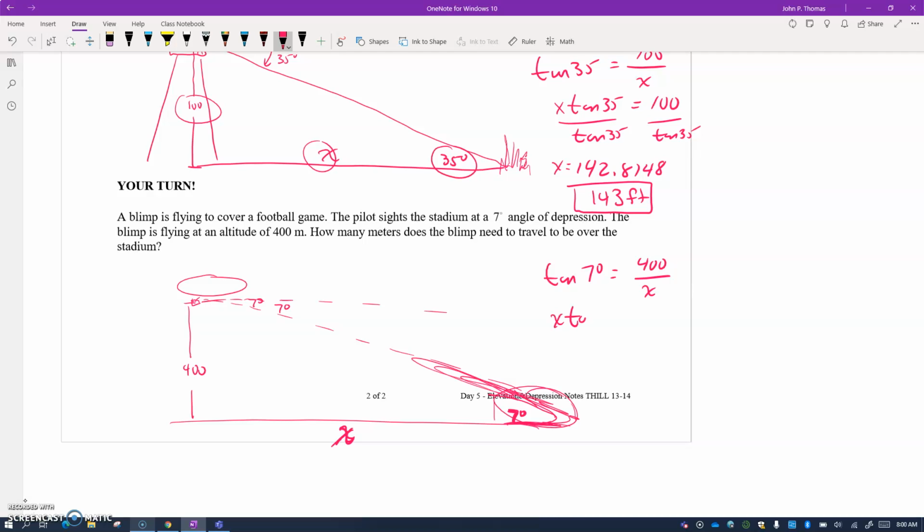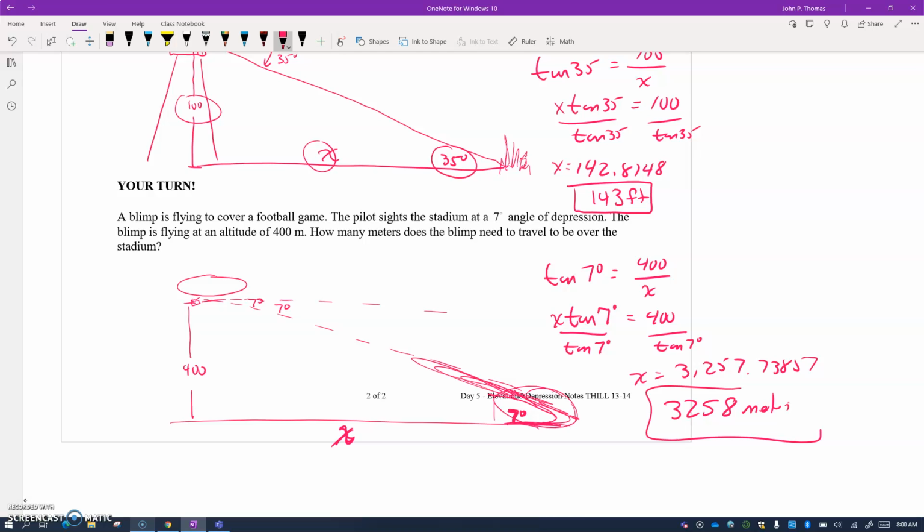Kick the x over, so x tan 7 degrees equals 400. We'll divide by tan 7 degrees, and I get x equals 400 divided by tan of 7. That gives us 3,257.73857. I looked at my picture, and nearest meter is the best I've got, so we've got 3,258 meters as an answer for this one.